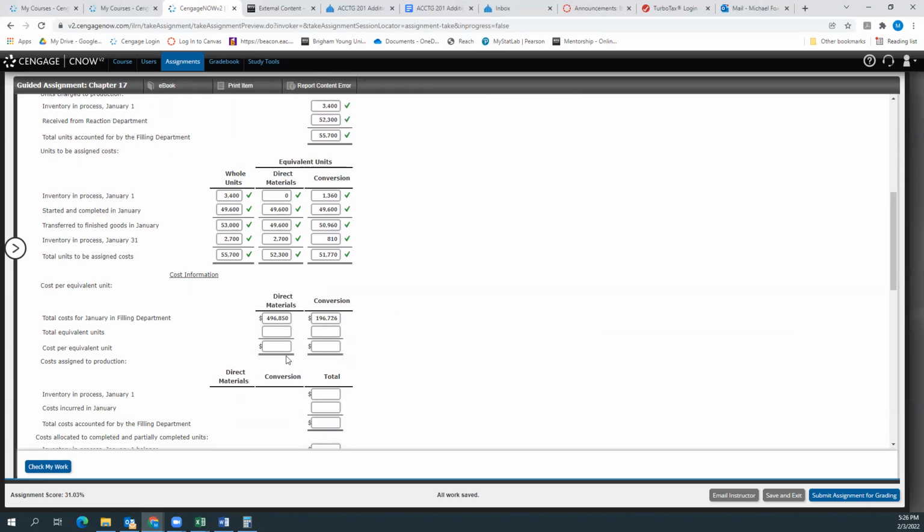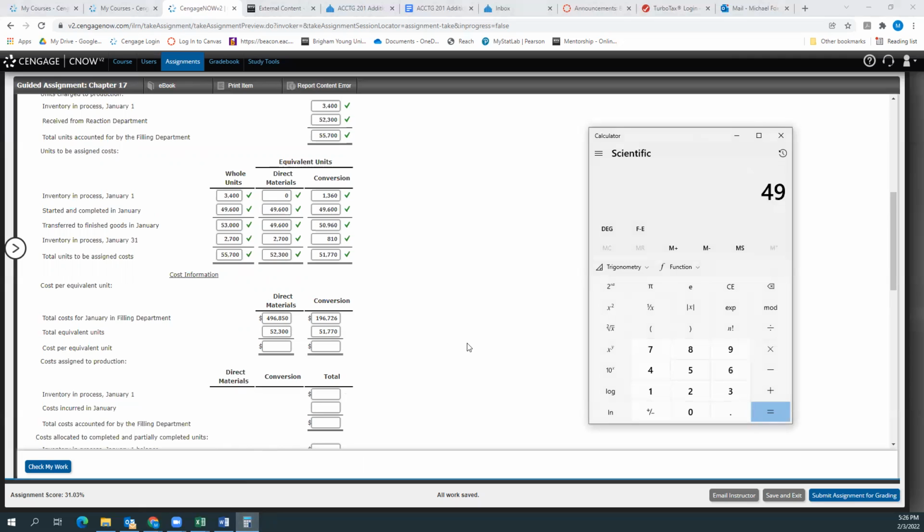Then we'll take our total equivalent units. So again, we just calculated these right up here. Our direct materials equivalent units was 52,300, and our conversion equivalent units was 51,770. Got that from right here. And now we just divide those to get our cost per equivalent unit.